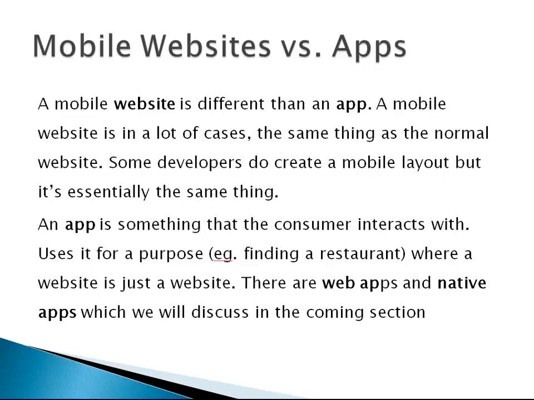But usually an app is something that the consumer interacts with, using it for a purpose, to find a restaurant or to make bank transactions. It usually has some kind of dynamic functionality as opposed to just an about page or something like that. And there are web apps and native apps, which we will discuss in the coming section. Web apps are usually HTML5, JavaScript, CSS. Native apps are usually in more high-level languages like Java or Objective-C. So we'll talk more about that later.